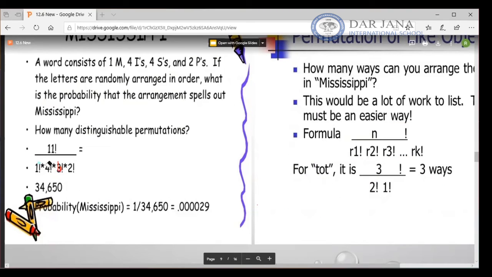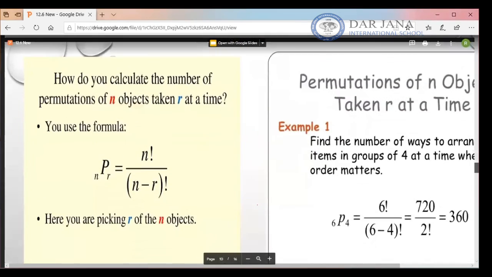Now let's continue with the next slide. Till now, we are permuting all n of them. We have 11 letters, we are permuting the 11 letters. We have 5 letters, we are permuting the 5 letters. What if they ask us, how do you calculate the number of permutations of n objects taking r at a time? This is now the next concept, which is the permutation that we're going to work on.